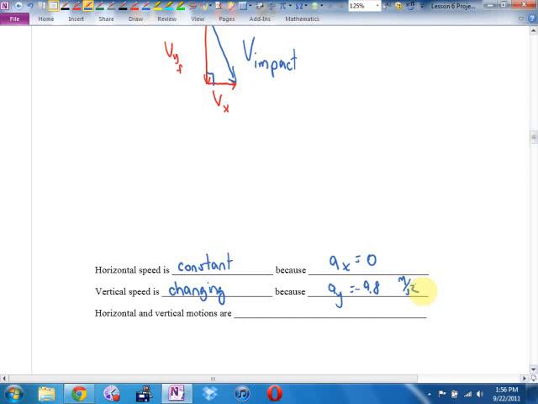And then here's the final key. Vertical and horizontal motions are independent. What that means is they don't affect each other. Don't you dare put a 9.8 into a horizontal equation. Uh-uh. No, no. Turn the page.